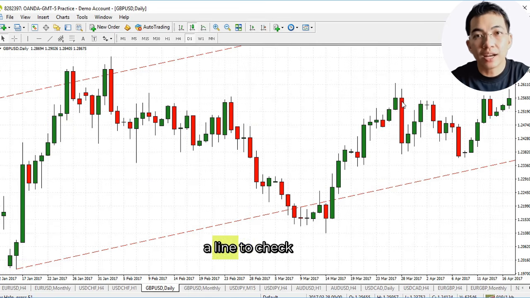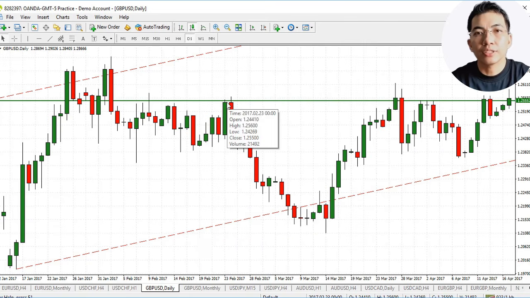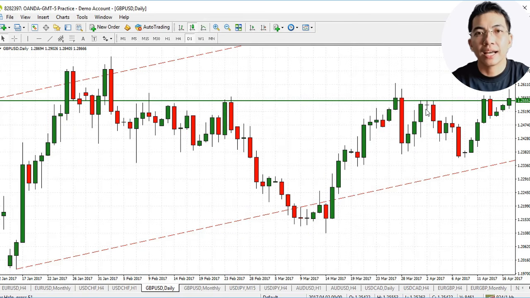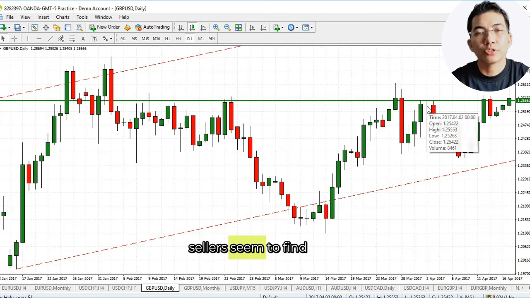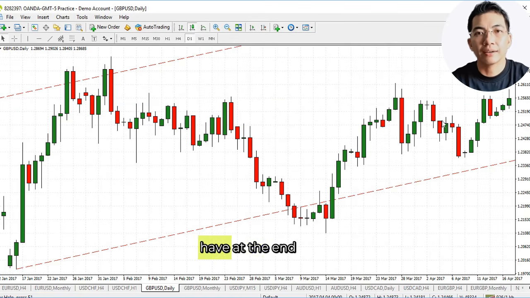I want to draw a line to check this price because I also think that it has been an important level in the past. Actually, there's a doji at this price, then a bearish engulfing pattern, and then the lateral area that we have identified before, and this price matches with the resistance of the minor sideways trend. So my suspicions proved to be well founded. At this price level, sellers seem to find it convenient to sell the pair, and actually the price starts to go down again. Okay, so I can cancel this line now and analyze what we have at the end of this down move.